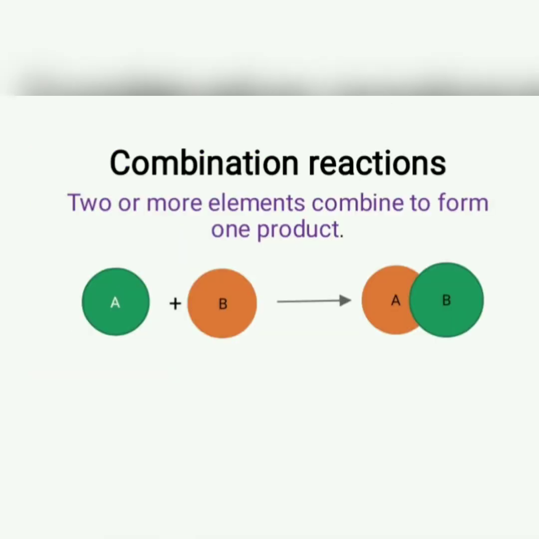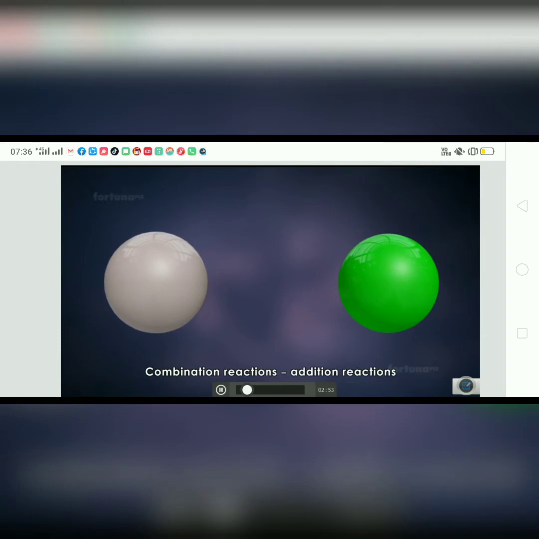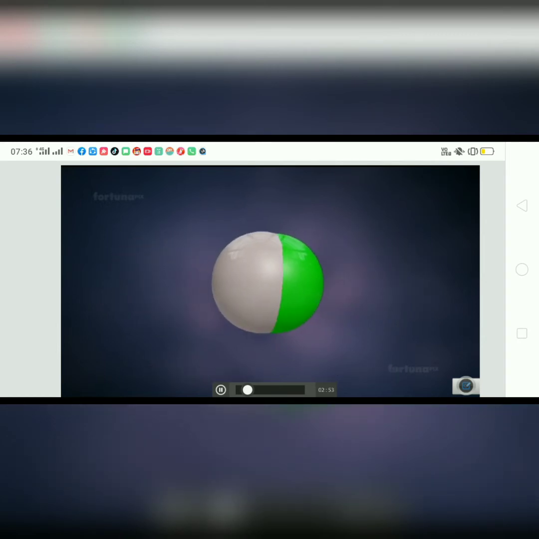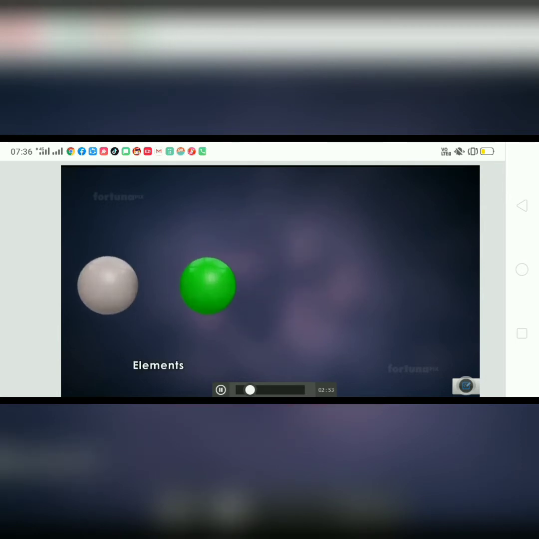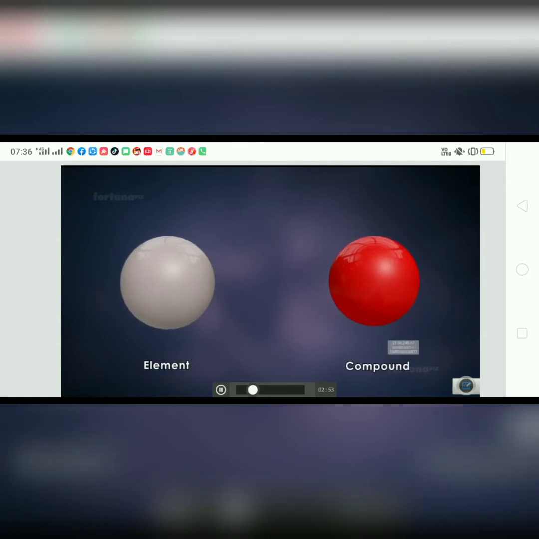The first type of chemical reaction is combination reactions, in which two or more elements combine to form one product. Combination reactions are addition reactions, in which two substances are combined to form a new single product. And these reactions take place between two elements, or between two compounds, or between an element and a compound.